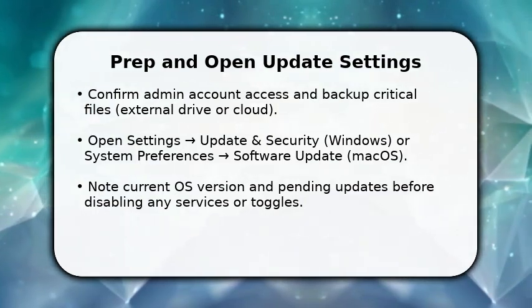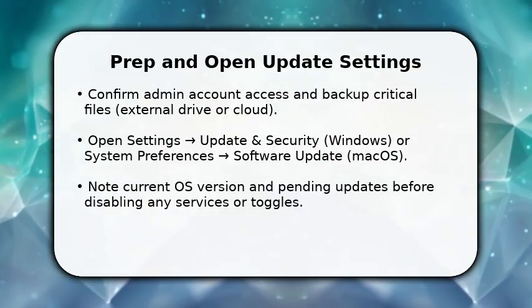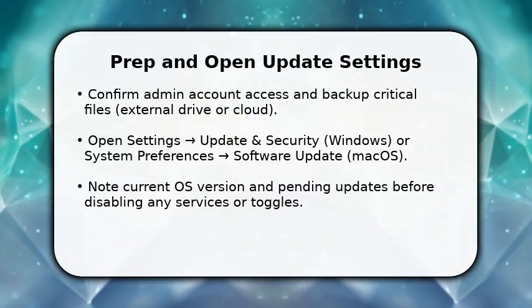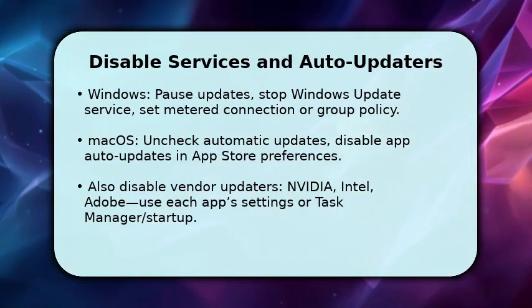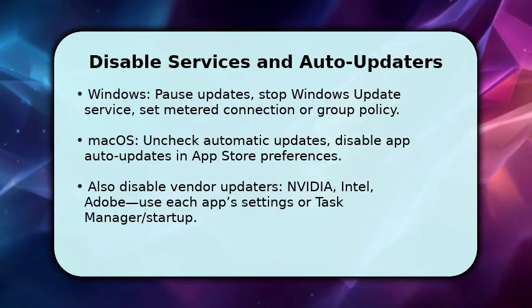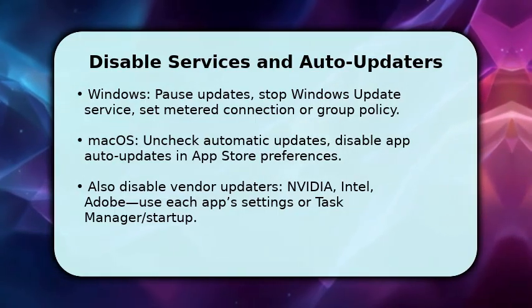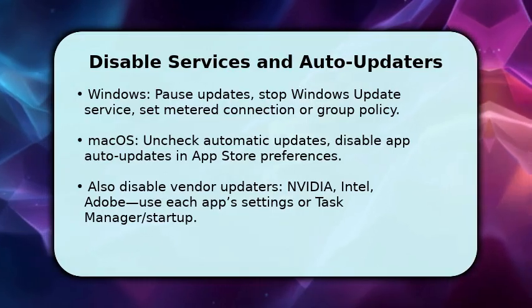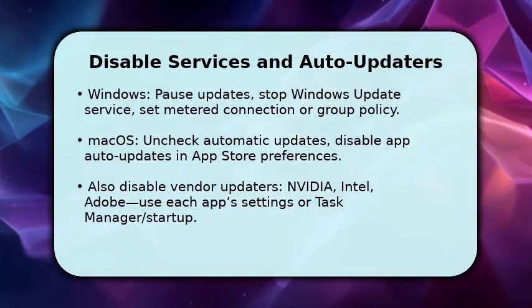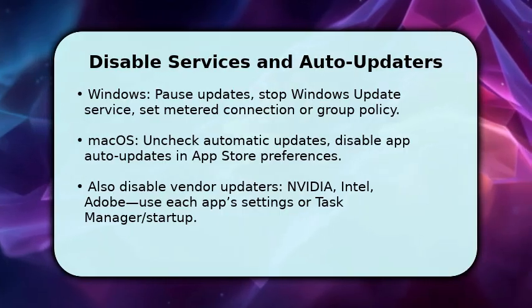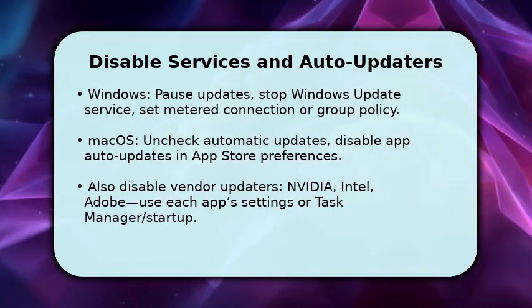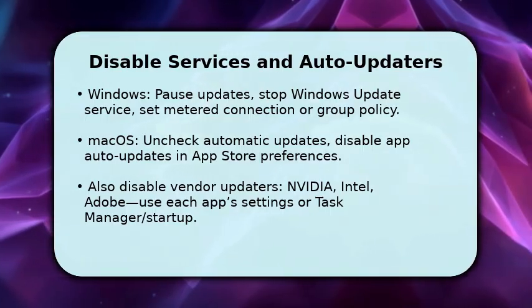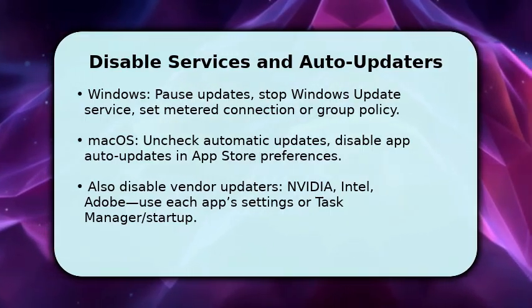Next, you disable the automatic mechanisms. On Windows, pause updates in Settings, then open Services to stop and set Windows Update to manual. Alternatively, configure group policy or a metered Wi-Fi. For macOS, uncheck automatic updates and disable App Store auto updates so apps don't trigger system installs. Don't forget manufacturer updaters. Open NVIDIA, Intel, or Adobe utilities and turn off automatic checks, or remove them from startup.